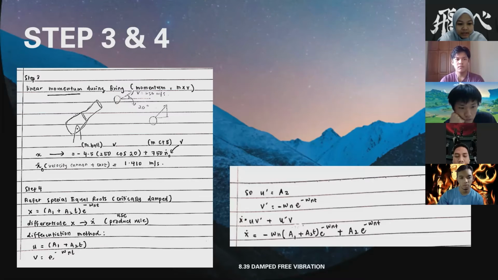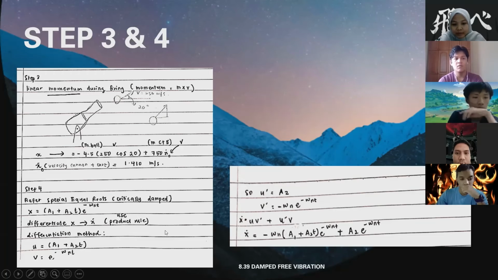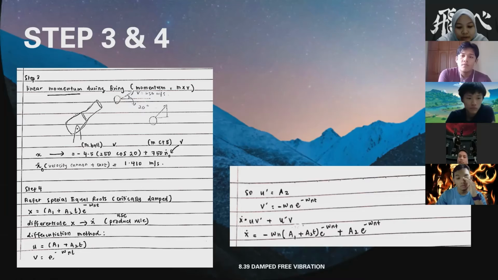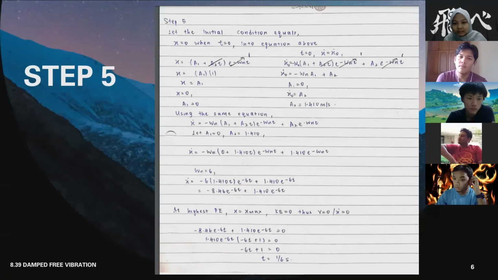As Aiman mentioned, the problem is related to critically damped. So we have to use the equation x equals (a1 plus a2 t) e to the power of negative natural frequency times t. That's the equation for the critically damped. We have to differentiate the equation to obtain the velocity, which is x dot, using the product rule, and from that we can obtain the final x dot equal to this one. And then next Jun will continue the solution.